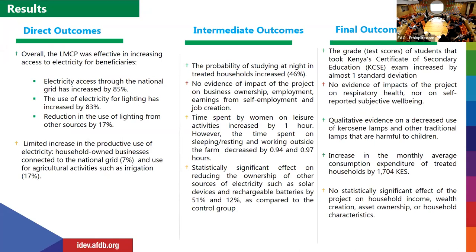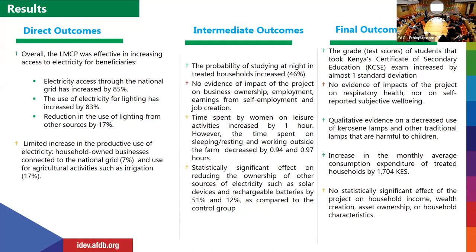So the outcomes, you can see that we were able to get positive results on a number of outcomes that we tested along the theory of change. So you can see there was increased access to electricity by around 85%, and also use of electricity for lighting increased by about 83% compared to other sources by 17%.